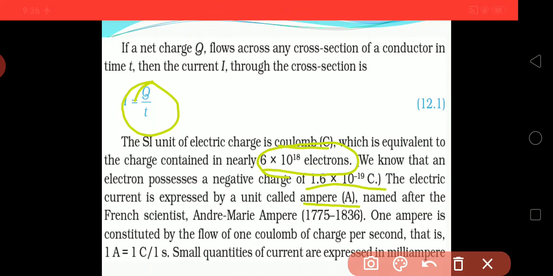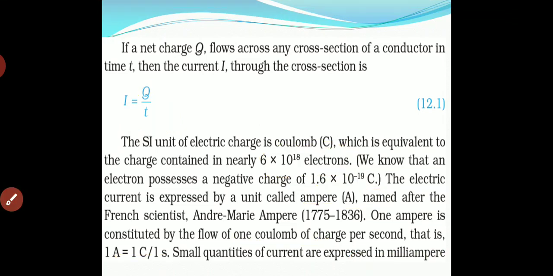So 1 ampere is equal to 1 coulomb per second. Because I = Q/T, with Q equal to 1 coulomb and T equal to 1 second, the total is 1/1, which means 1 ampere, because current has the unit ampere.